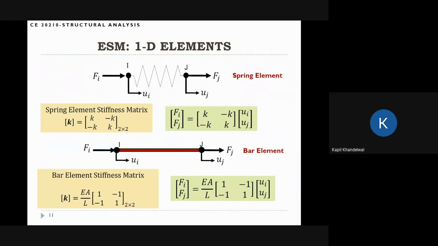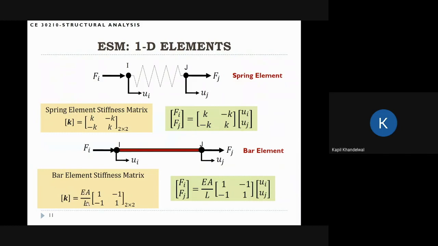And finally, we can relate the forces to the nodal displacements using this relationship. This is always the case, no matter what kind of element it is. Force is equal to the stiffness matrix times the displacement vector. In this case, these are the 2 nodal forces, these are the 2 nodal displacements, and this is the stiffness matrix. Similarly, we have also derived the stiffness matrix for the bar element.